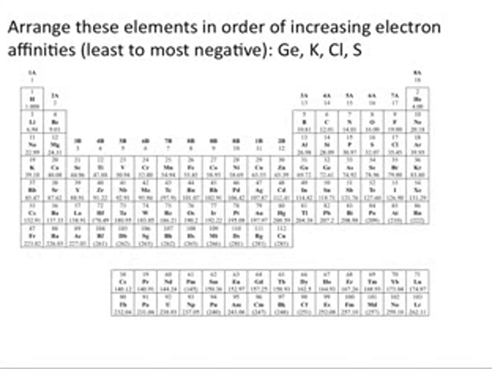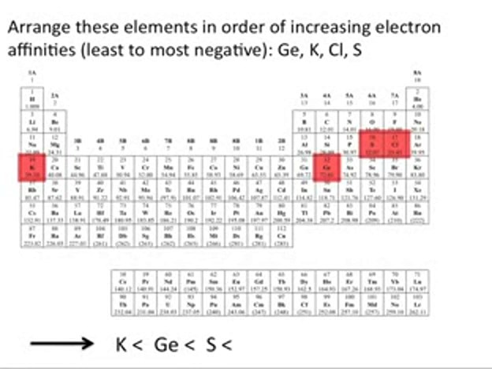So first, let's locate these elements on the periodic table. We can then see that following our general trend, potassium should have the least negative electron affinity value, followed by germanium, followed by sulfur, and concluding with chlorine, having the most negative electron affinity value in this series.